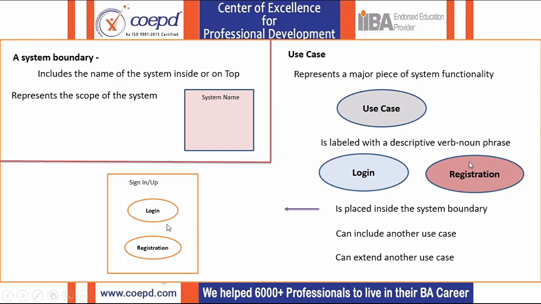Can you elaborate on the boundaries? Any example of boundaries? Sign up is going to be a system boundary. This is an example of a system boundary. Why? Because this system boundary has only two functionalities. What are the two functionalities? One is login and the other is registration. That means the scope is only these two.